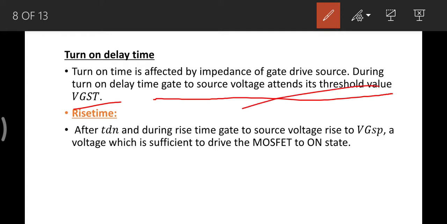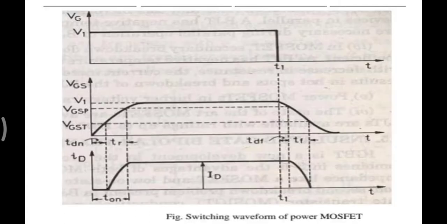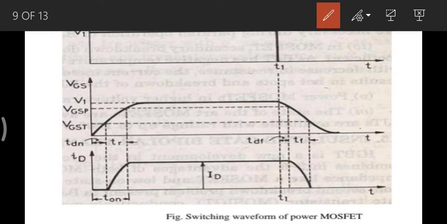See here, if you once observe here, this is the point where it reaches VGST. That means this point is the minimum threshold value to switch on the MOSFET.